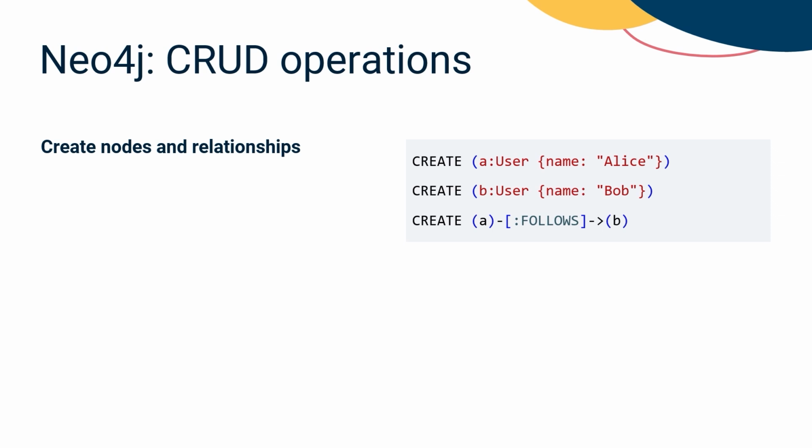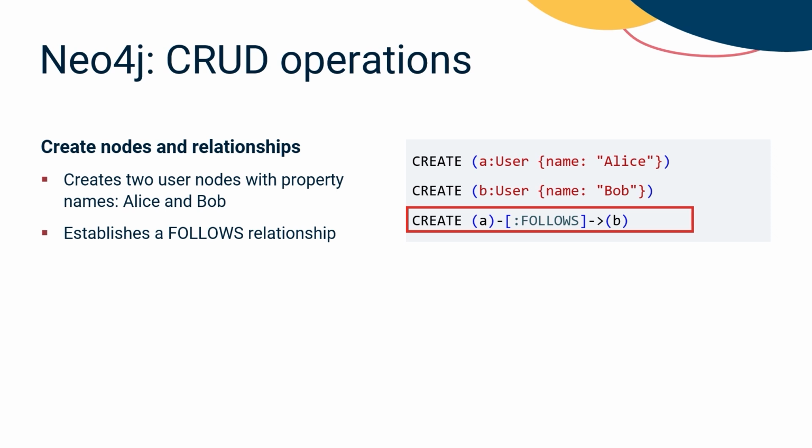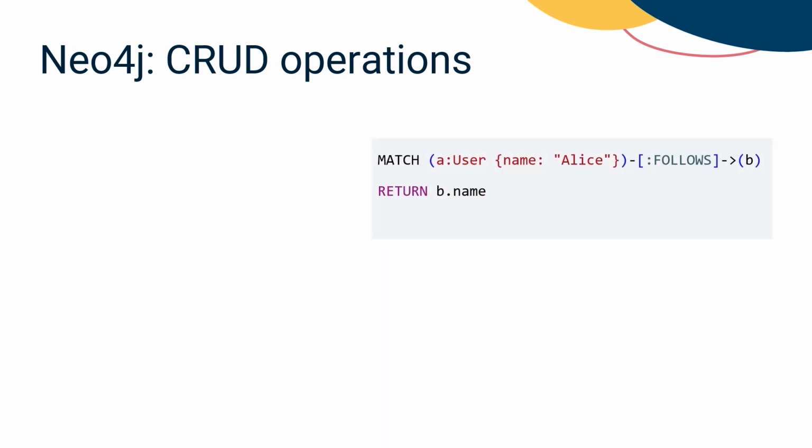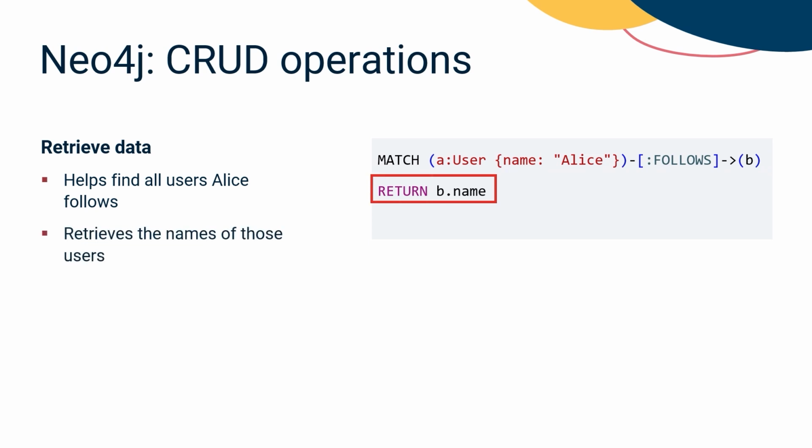This code creates users and defines a follows relationship. The create command creates two user nodes with property names equal to Alice and Bob. Further, it establishes a follows relationship between Alice and Bob. Next, let's find out how to retrieve data or find relationships. This code helps find all users that Alice follows. The return command retrieves the names of those users.